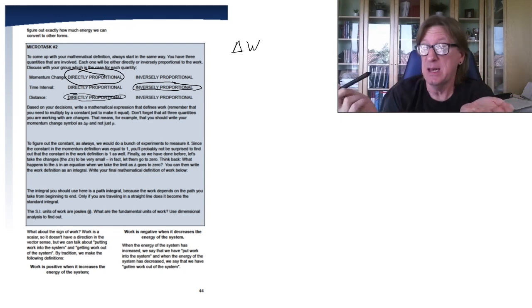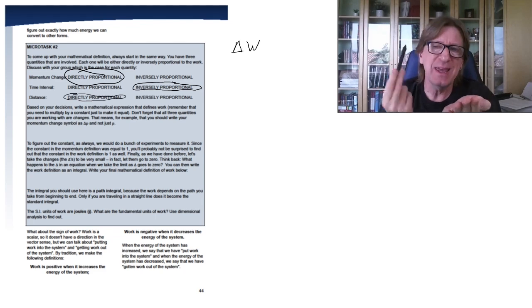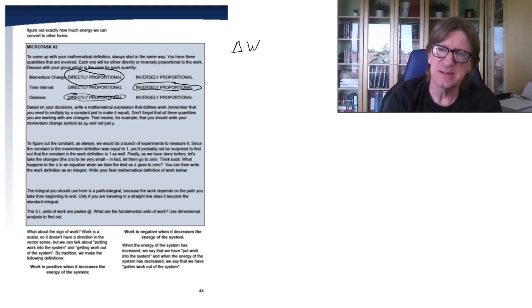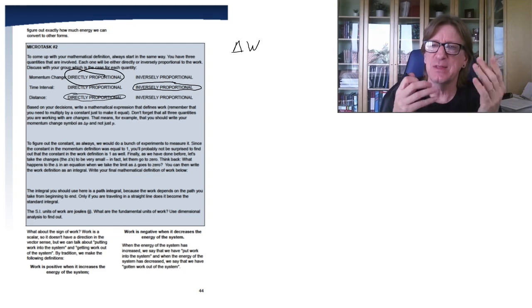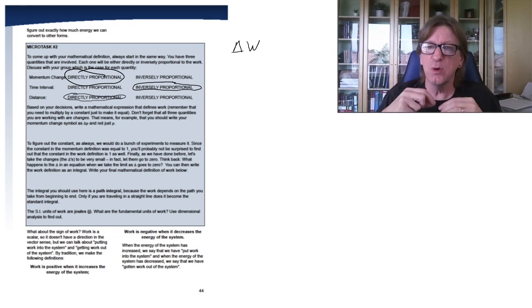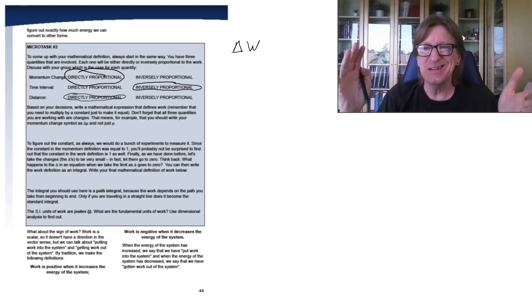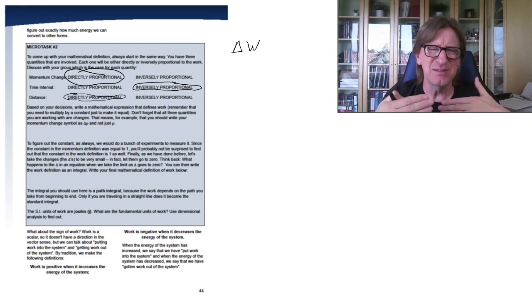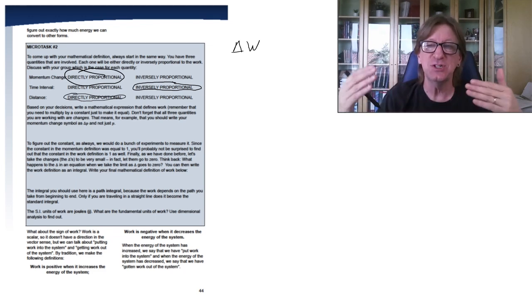I could say it has this much energy. What I can't say is it has this much work. That doesn't make sense. Work is something that's causing that change in the energy there. So work is always inherently a change. So saying delta work, my change in work, is not really correct. The work is the change in energy.